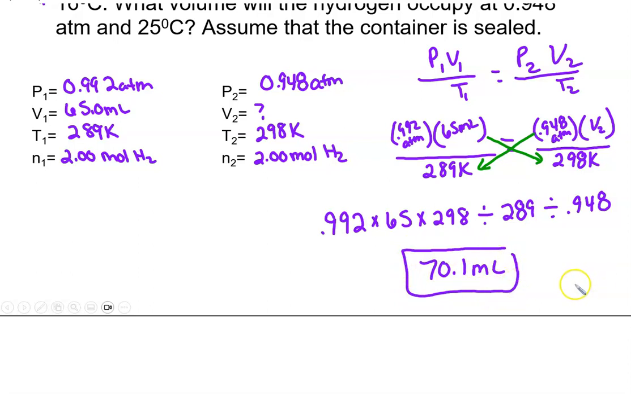Now again, that is not the way you have to do your algebra. That's just a way if you struggle a little bit with the algebra. Cross multiply the three numbers that don't have the variable and divide by the two numbers that do. All right, on to our next law.